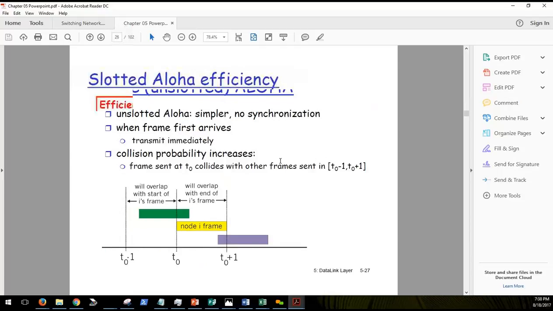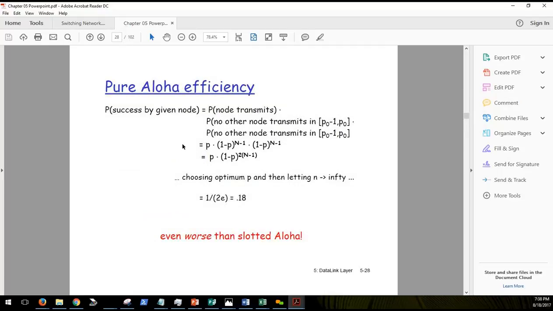All right, he doesn't want you to know how to calculate this. That's not necessary. He doesn't want us to know the details of it. So Aloha uses a very similar technique where it's got time slots and it has frames. Or I'm sorry, it's unslotted. It's simpler and there is no synchronization. And we're not going to get into figuring out the probability or the efficiency.